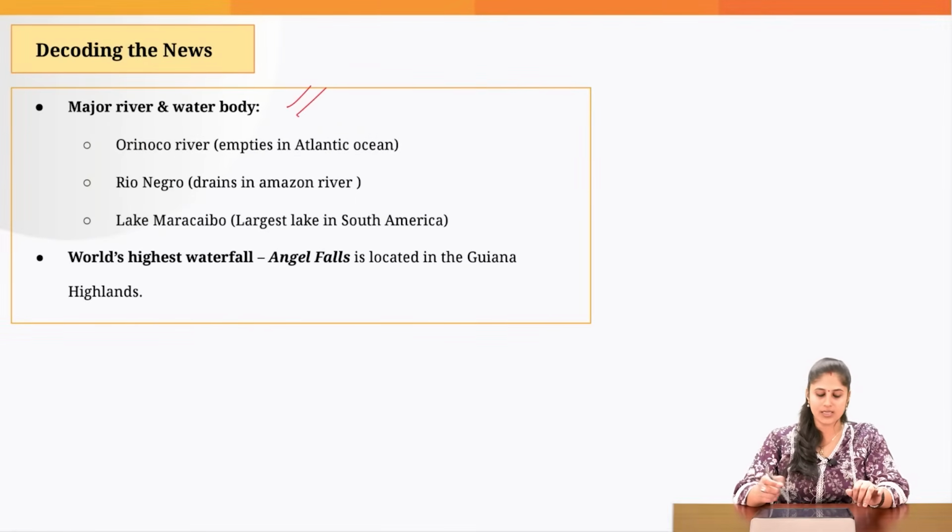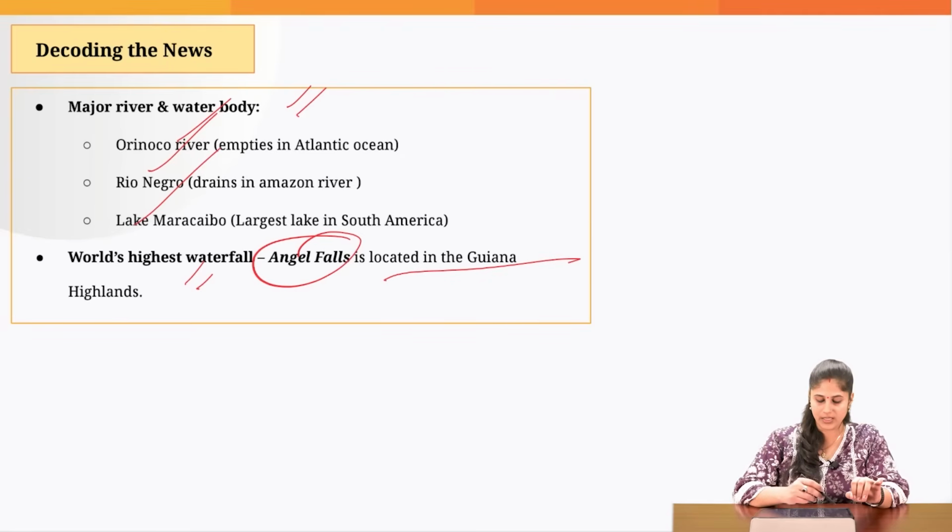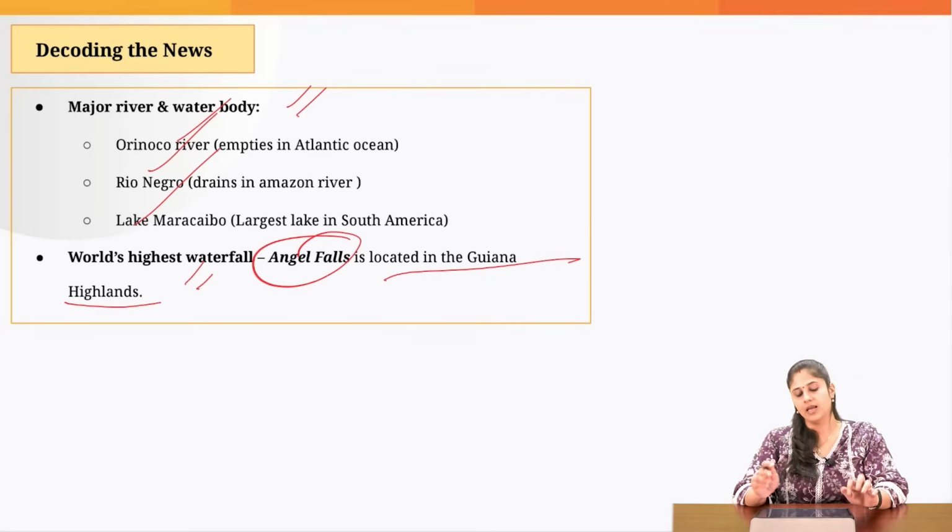Important water bodies are the Orinoco River, Rio Negro and Lake Maracaibo. And it also has the world's highest waterfall, that is the Angel Falls, which is located in the Guyana Highlands. That's all with respect to this particular topic. Let's move on to the next one.